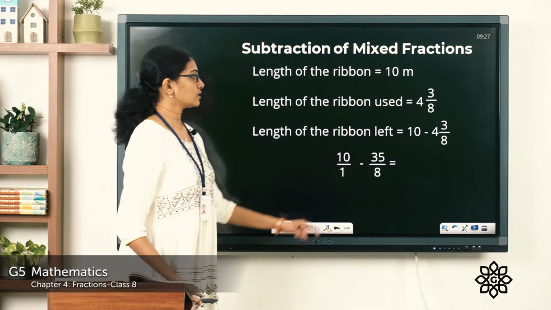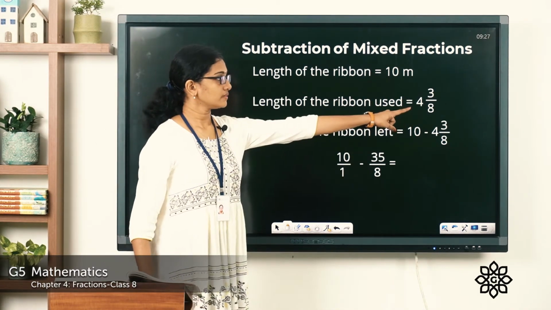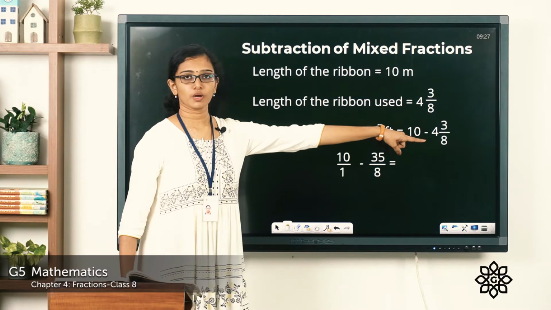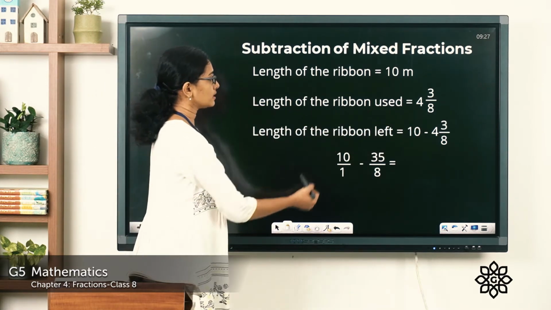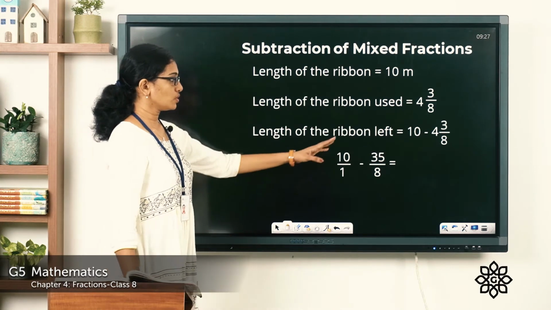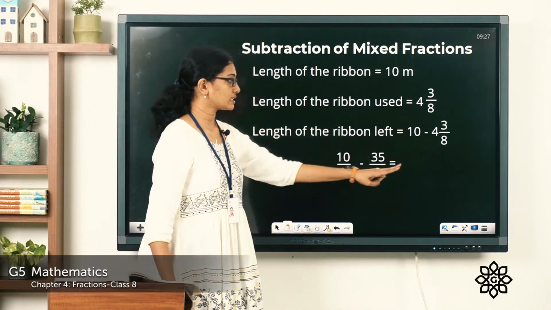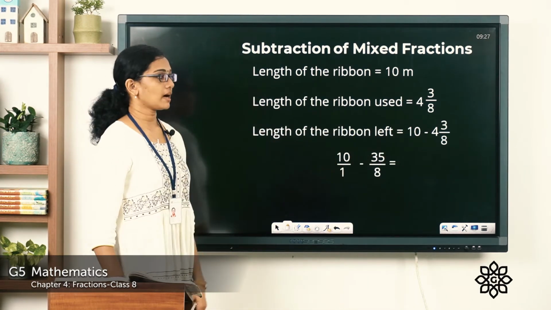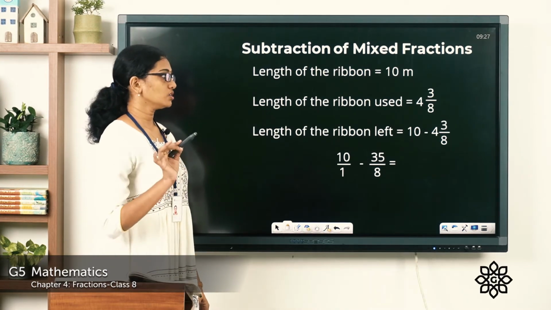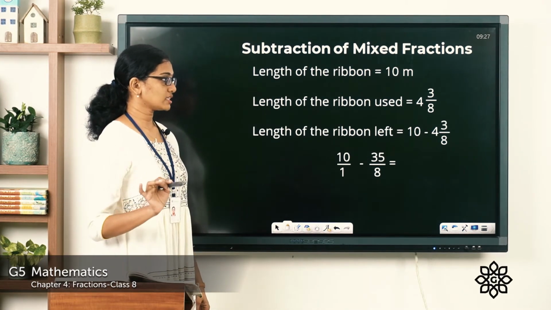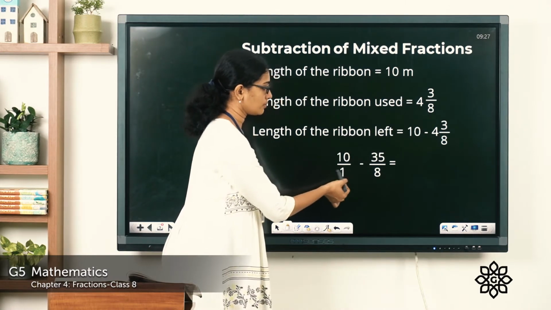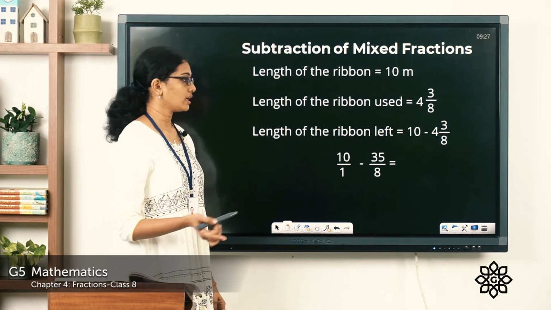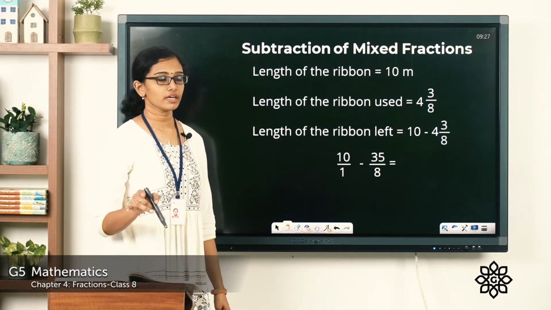You can first convert the given mixed fraction to an improper fraction and proceed with the subtraction. So the length of the ribbon left is equal to 10 minus 4 and 3 by 8. See, but for the whole number part, you don't have a denominator. So you can consider the whole number as having a denominator of 1, which will not make any difference to the value.